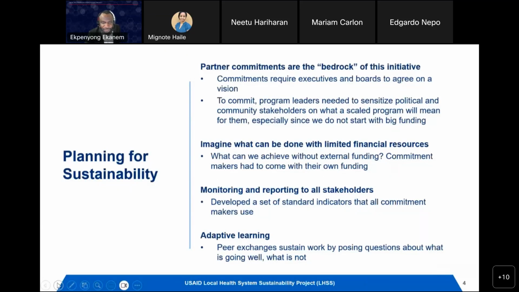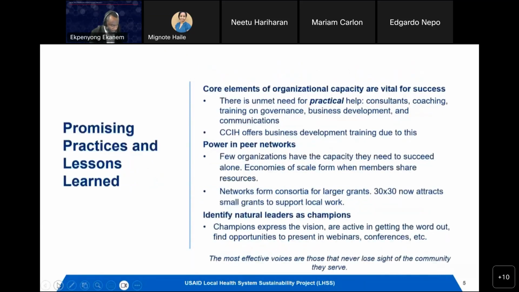That gets to the last element of planning, adaptive learning through peer exchanges. We create the forum for commitment makers to share their experience. In fact, we have a session coming up in 2 weeks to discuss advocacy, leveraging from each other's experience to advocate for resources and a conducive environment. We've learned a lot from this effort, and we have 3 takeaways for you.